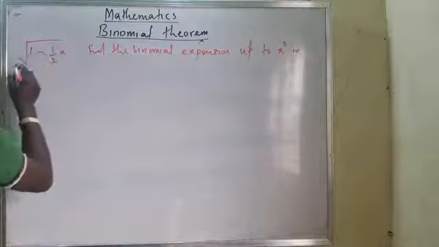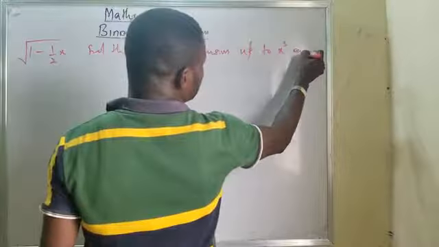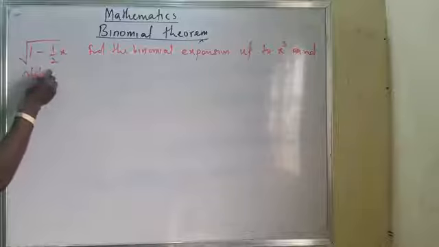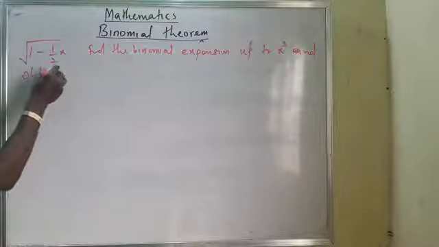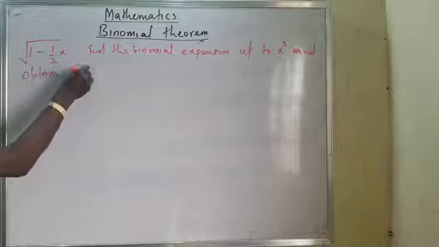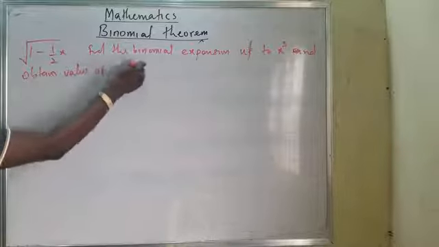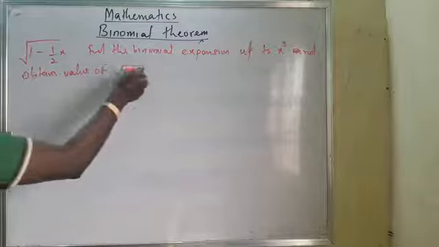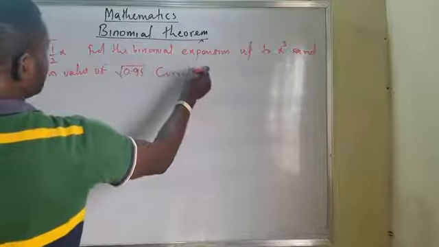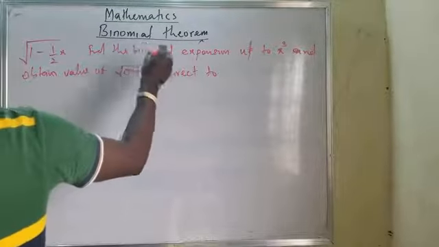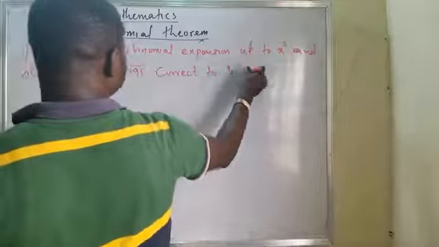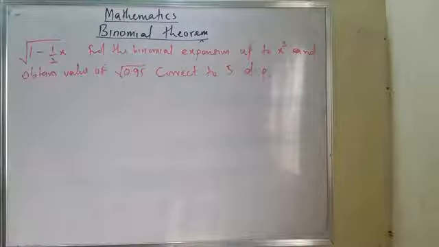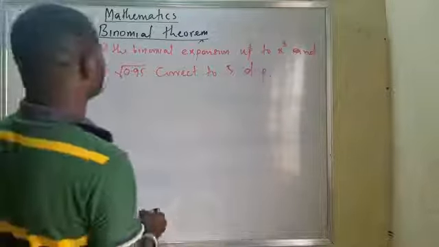and obtain the value of root of 0.95 correct to 5 decimal places. Now, look at this particular problem. How do I solve this problem?